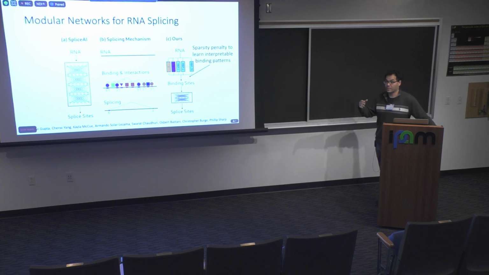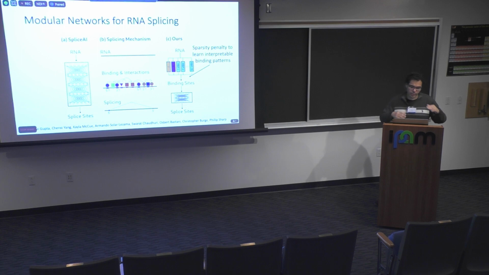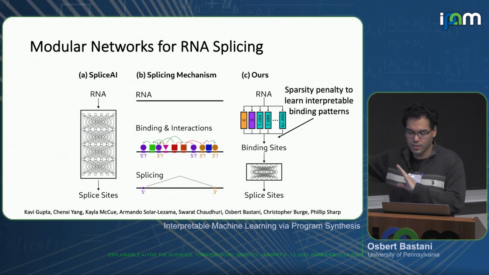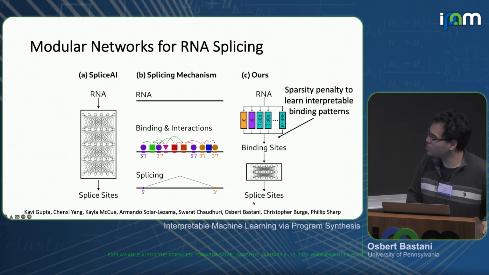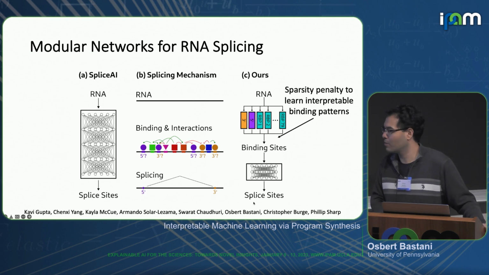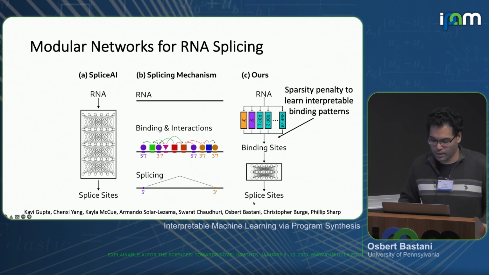We have this constraint that each protein can only bind on a small fraction of the RNA sequence, to prevent it from just saying that the protein binds everywhere. Once we have these nice sparse binding patterns, we feed those down to the downstream splice predictor. Right now the splice predictor is just a giant neural network, but we are also working on making that part more interpretable.